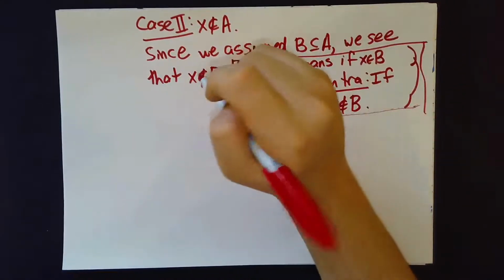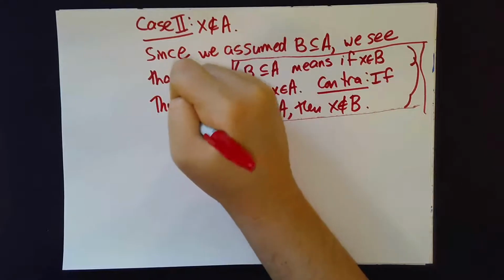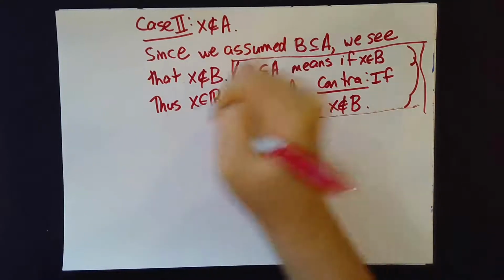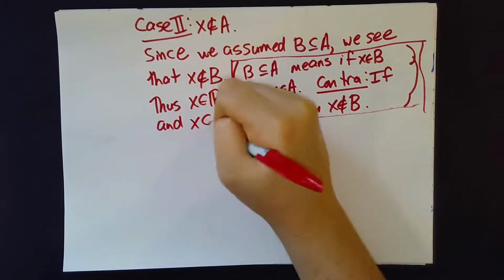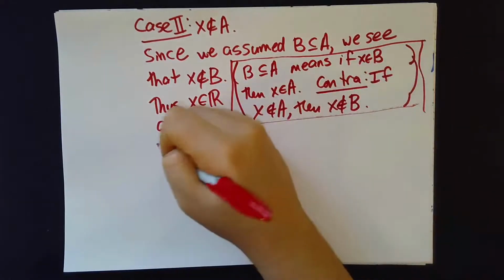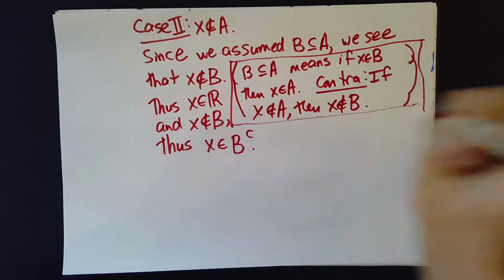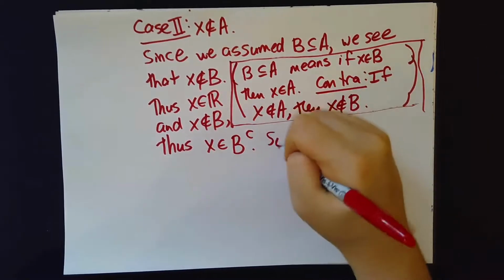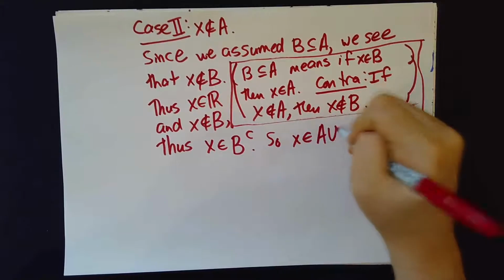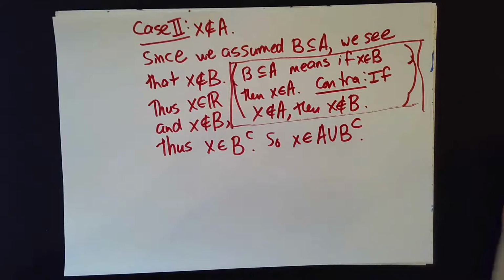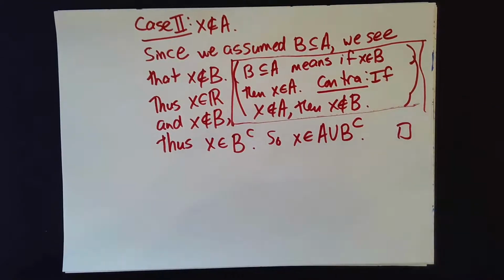But X is in R and not B. Thus, X is in B complement. And so X is in A union B complement. And so then we're done. Okay, so that is 34.